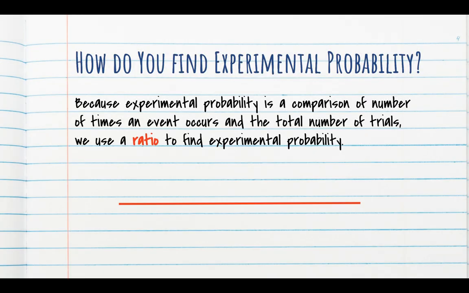Because experimental probability is a comparison of the number of times an event occurs and the total number of trials, we can use a ratio to find the experimental probability. Our numerator is the number of occurrences, the number of times a certain thing happens. Over, or our denominator, is the number of total trials.